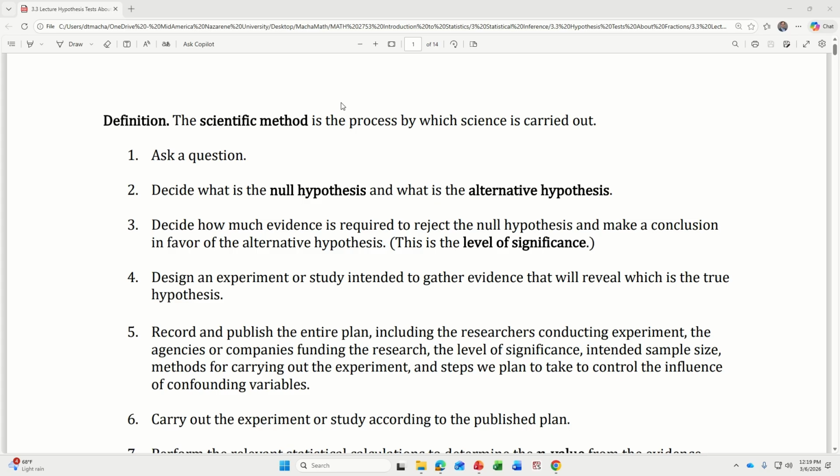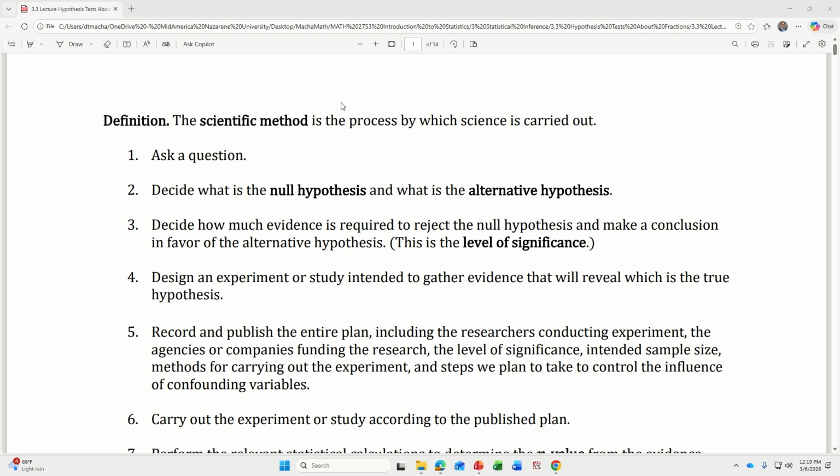And maybe your question is, is this particular chemical going to be beneficial in reducing someone's cholesterol, right? That could be an example of a question you might want answered if you're trying to develop cholesterol medication.